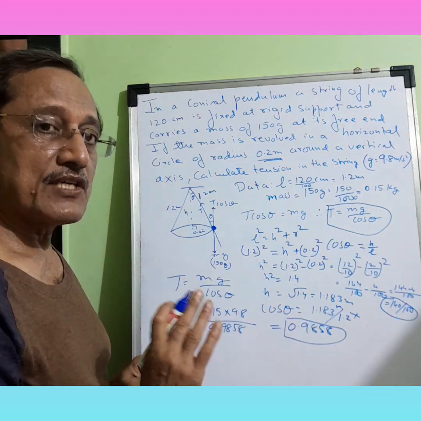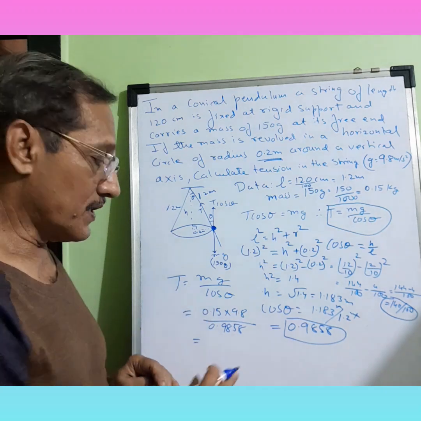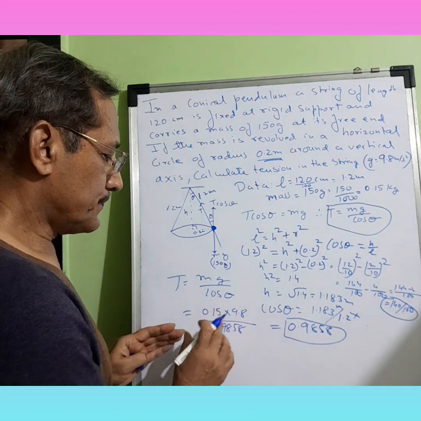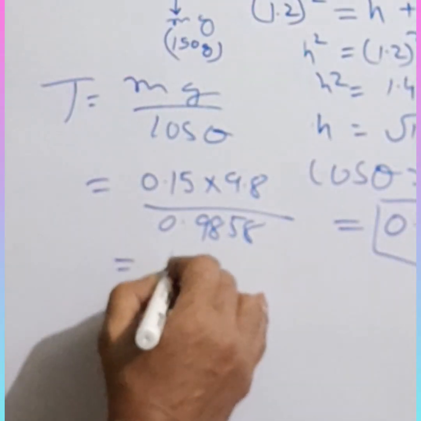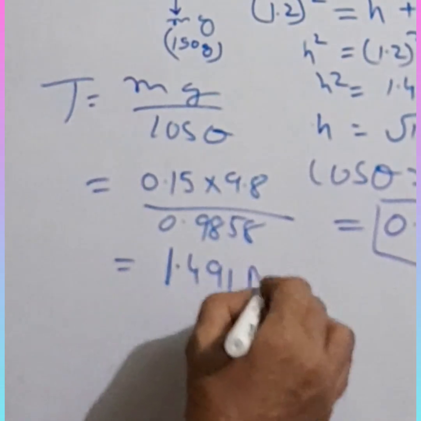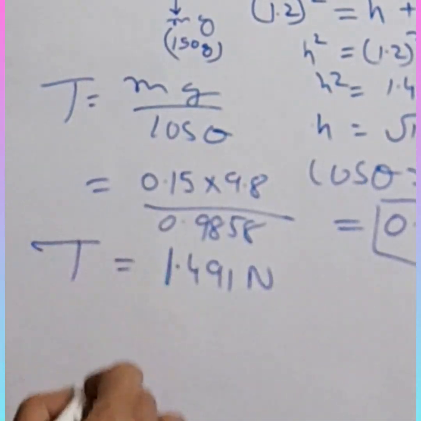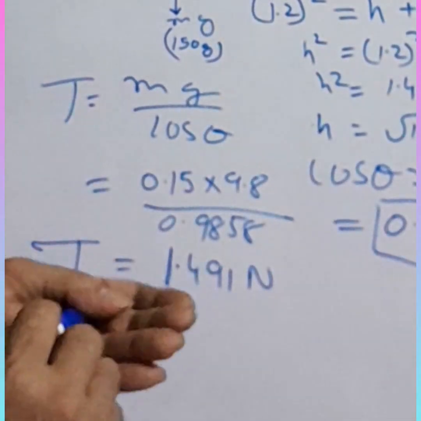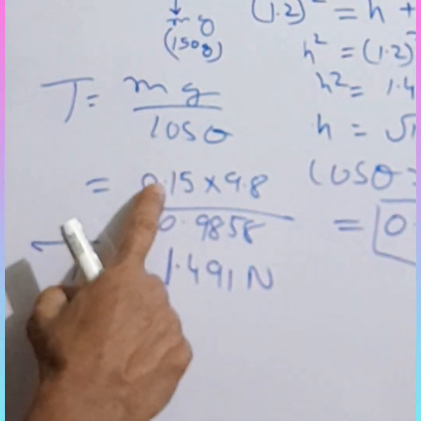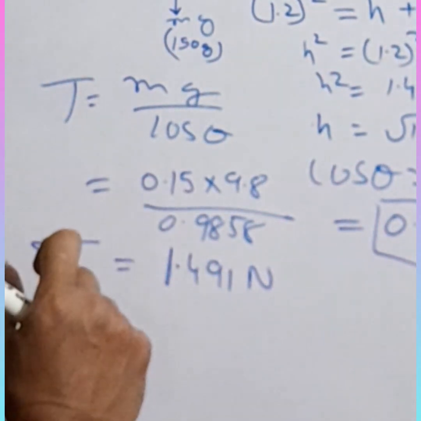Now these are the tricks that you've got to use while you're doing JEE. No need of calculation. You would be given options, right? Now here the answer comes to 1.491 Newton. Tension is in Newton, it's a force, right? So Newton.